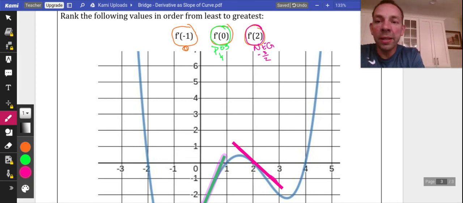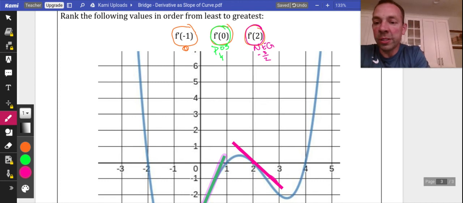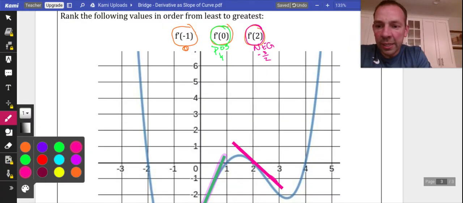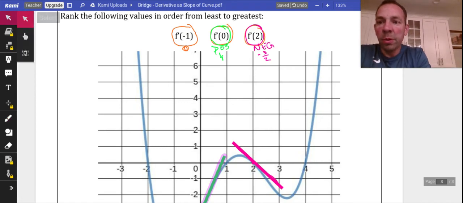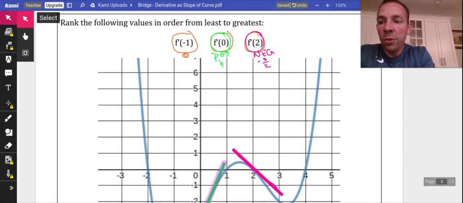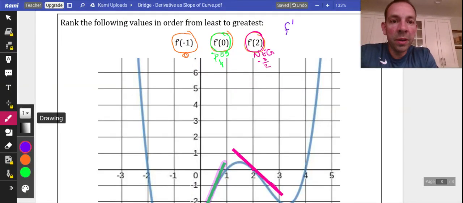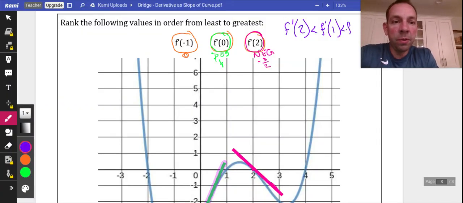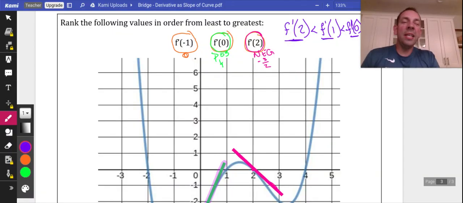Okay, so let's rank them. The smallest one's going to be f prime of 2. So I think the way that we're going to do it on our homework tonight, let's see, what happened to black? I totally lost black. All right, let's go with purple. I'm going to say f prime of 2 is my first one, less than f prime of -1 because that was 0, and then f prime of 0. So I'm ranking them: smallest was a negative, this was 0, this was positive. So anytime you've got one answer negative, one answer is positive, and the other answer is 0, it's really easy to rank them from smallest to biggest.